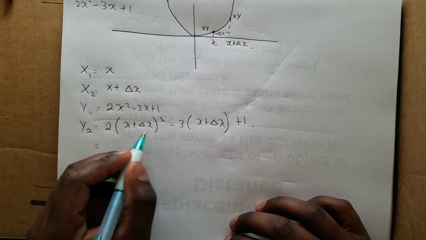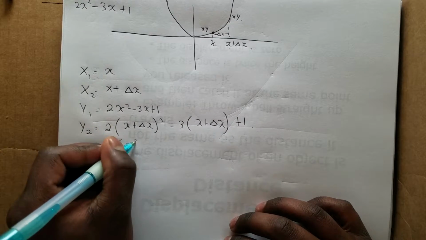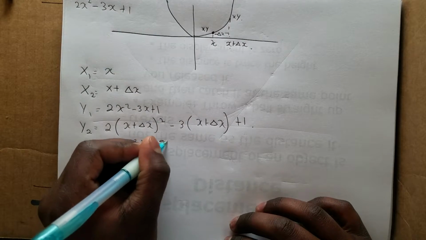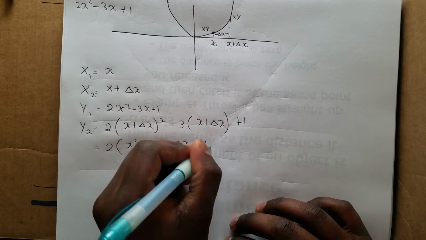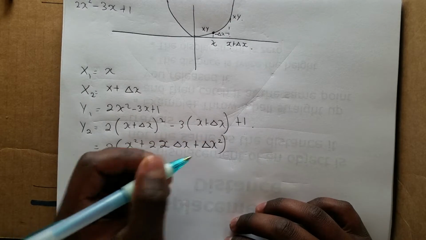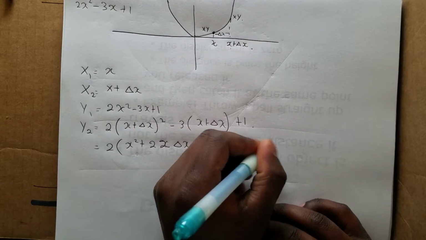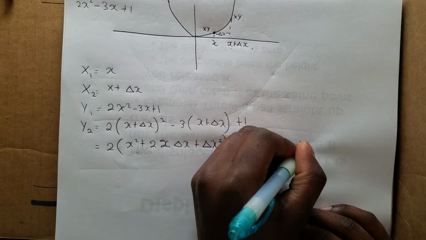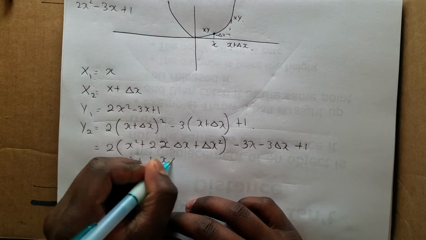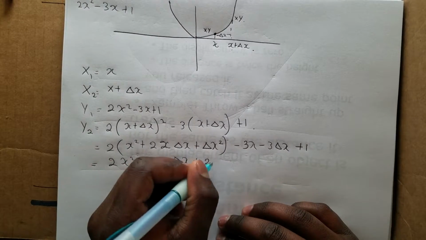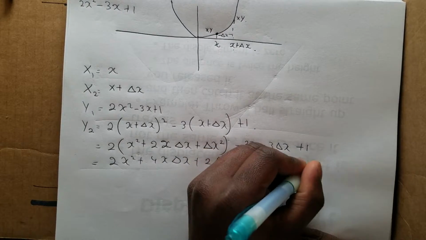You have to work this out. You'd get 2x squared plus 2x delta x plus delta x squared minus 3x minus 3 delta x plus 1. So now you work that out, I get 2x squared plus 4x delta x plus 2 delta x squared minus 3x minus 3 delta x plus 1.